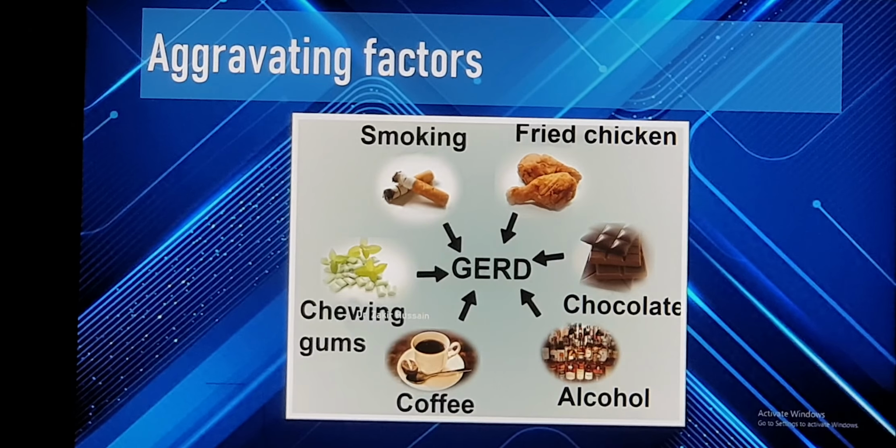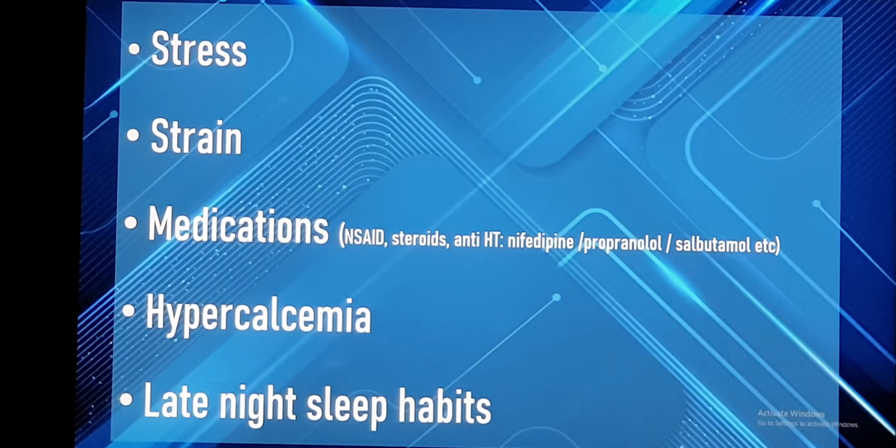Now, let me tell you in brief about the aggravating factors. Those who have acidity, what are the aggravating factors? Oily foods, deep fried food, smoking, chocolate, alcohol, coffee, chewing gum. These are the common aggravating factors. And those who are really stressed at work and under too much strain, those who are on regular medications like painkillers, steroids, and a few antihypertensive medicines like nifedipine, propranolol, and in asthma bronchodilators like salbutamol can have an effect on the lower esophageal sphincter, so it can aggravate the gastroesophageal reflux too, and also hypercalcemia patients.